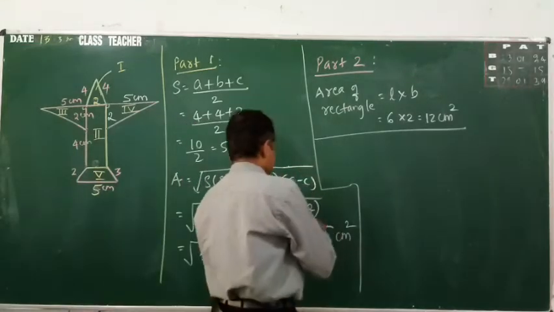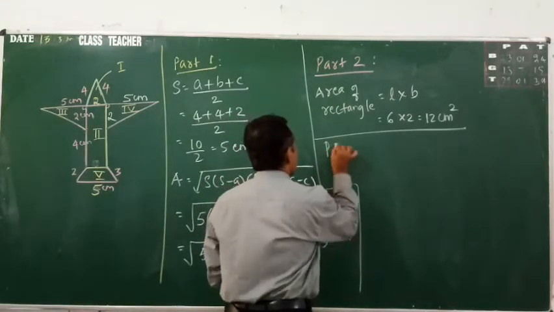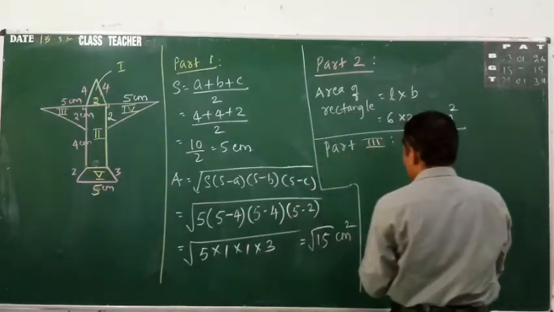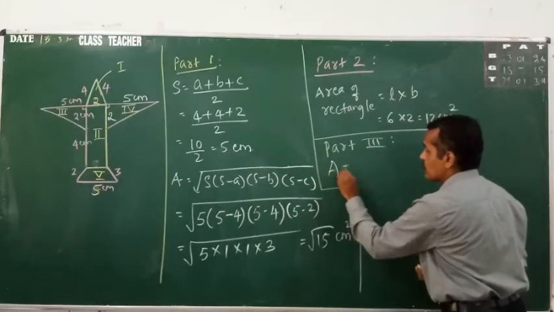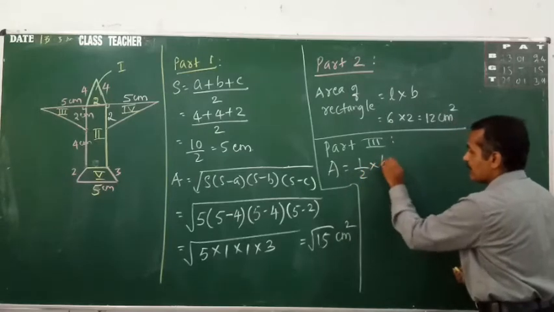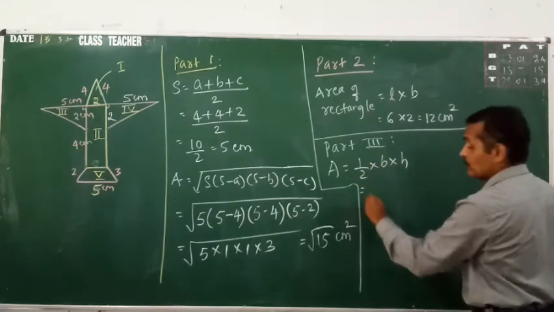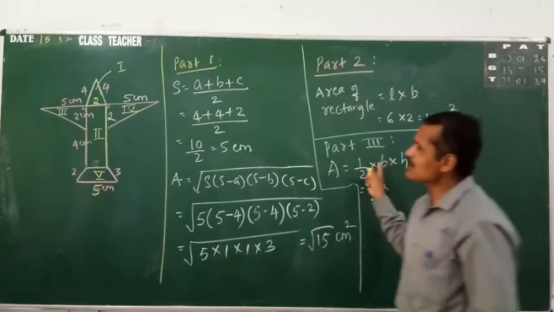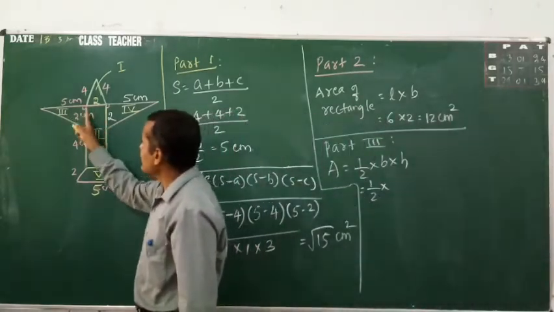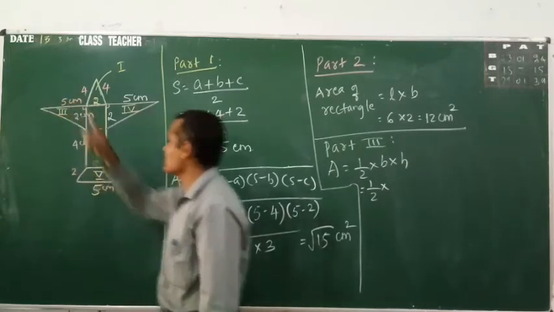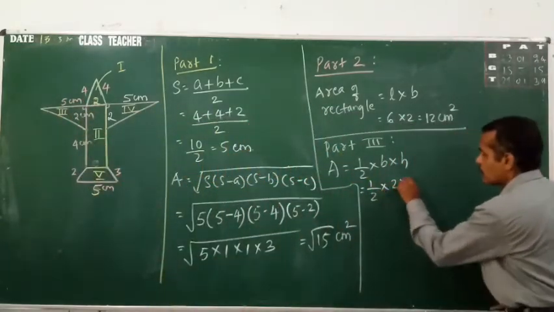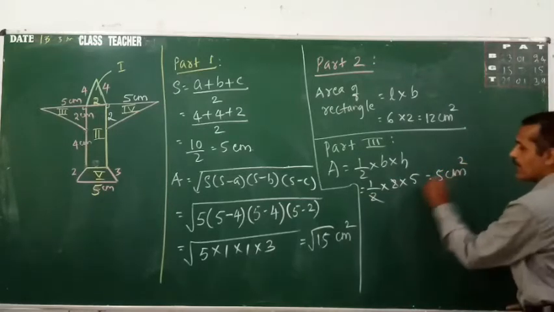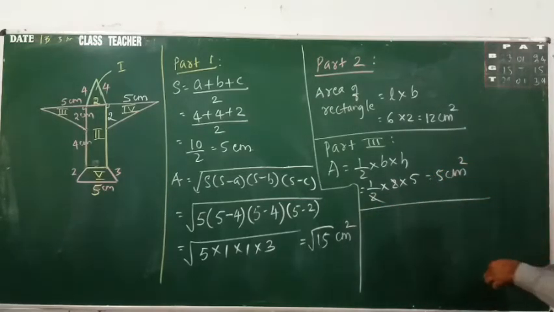So this is part 3. You can use the formula: area is equal to half into base into height, which is equal to half into base. This is the base and this is the height. It is 2 into 5. 2 gets cancelled. 5 centimeter square is the area of the third part.